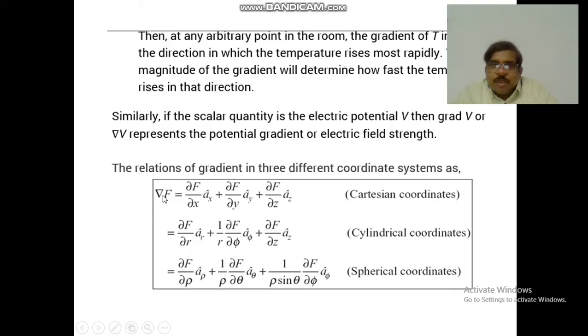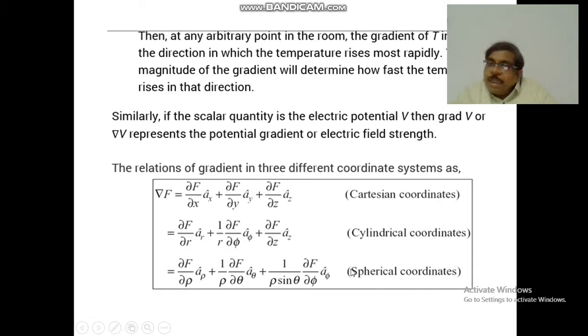With respect to that, del f is equal to ∂f/∂x a_x plus ∂f/∂y a_y plus ∂f/∂z a_z in the Cartesian coordinate system. In the cylindrical coordinate system, as we know, r, phi, z are the coordinates, so del f is ∂f/∂r a_r plus 1/r ∂f/∂phi a_phi plus ∂f/∂z a_z.